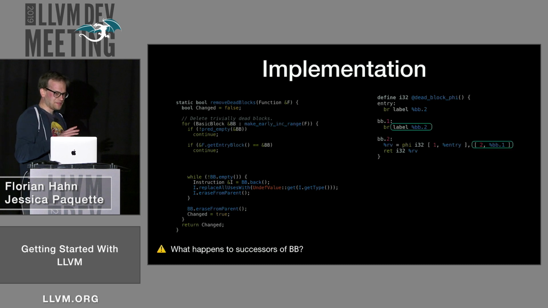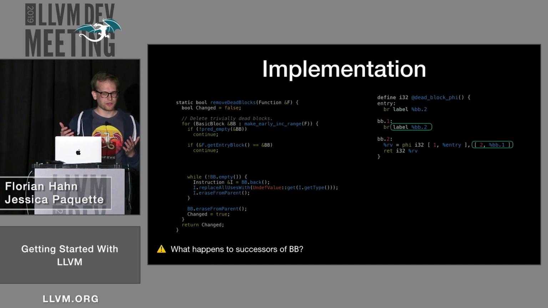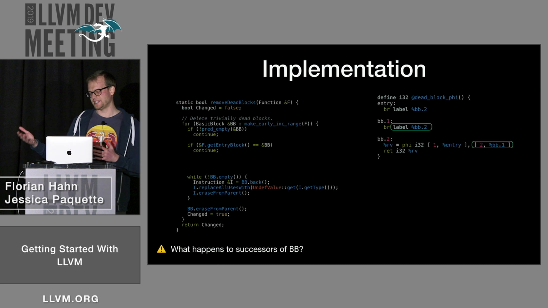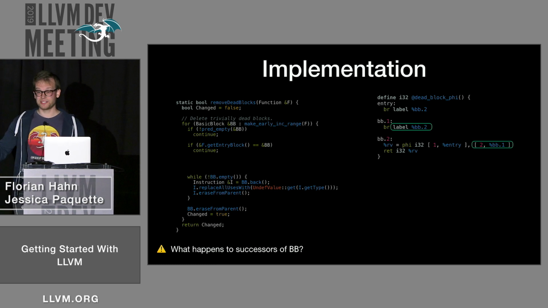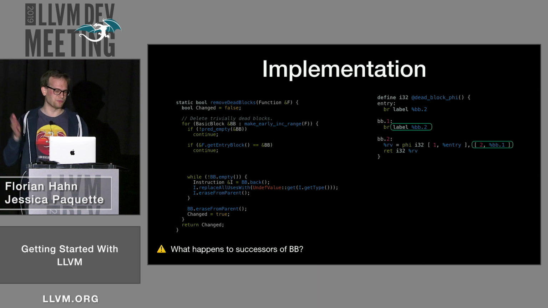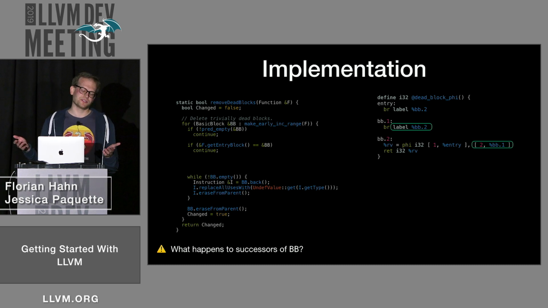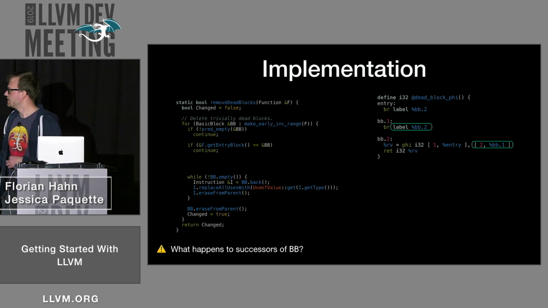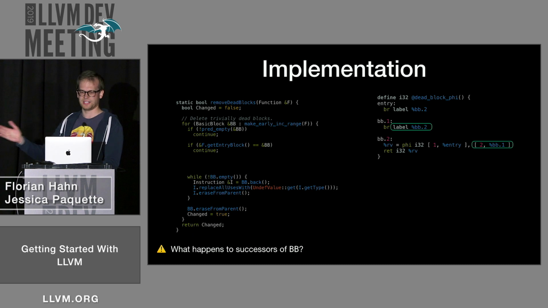And finally, when we remove a basic block, we also remove the terminator of the basic block, which means that some basic blocks might lose successors, lose predecessors. So we remove edges in the control flow. But some instructions in basic blocks rely on having a certain number of predecessors, like the phi instruction on the slide. So phi nodes in LLVM basically have one entry for each predecessor.